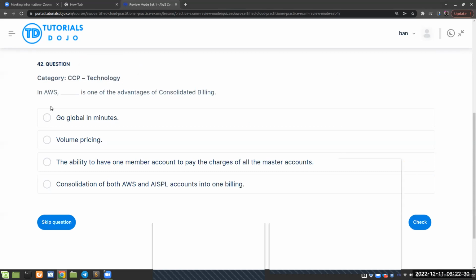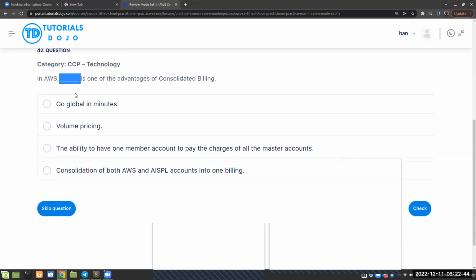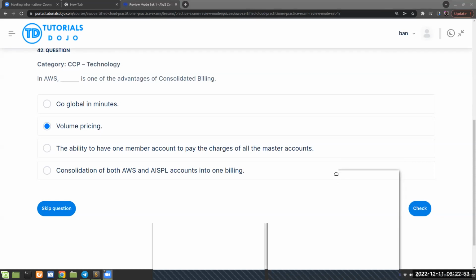Then this one: in AWS, which is one of the advantages of consolidated billing? Volume pricing. You say B. Any different view? Okay, let's check and see.